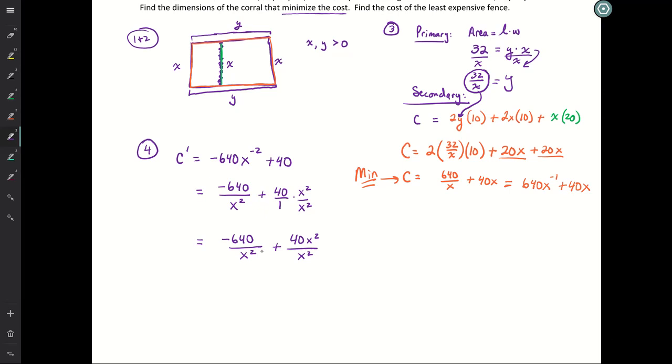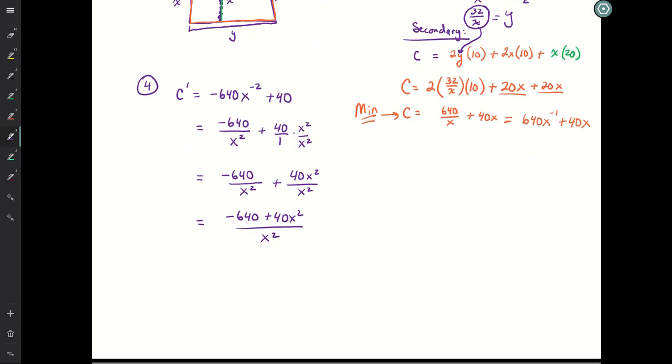And then getting this together, we're going to end up with negative 640 plus 40 x squared all over x squared. So because I had two separate fractions and I know that I'm going on eventually to find critical numbers, it's important that I get the fractions together as one big single fraction so that I can set the numerator of this equal to 0 and the denominator of it equal to 0.